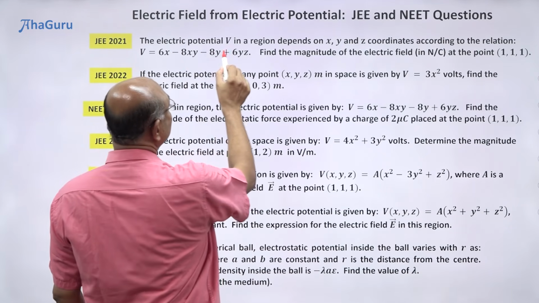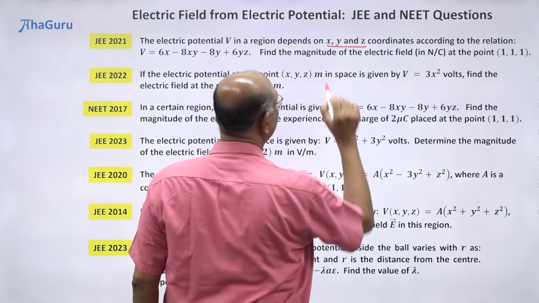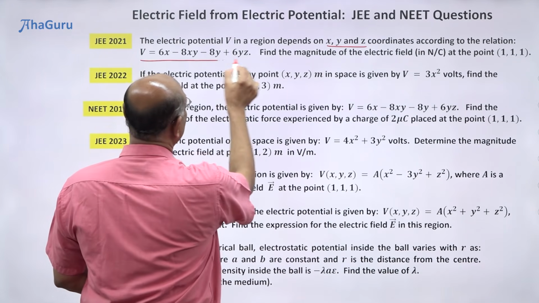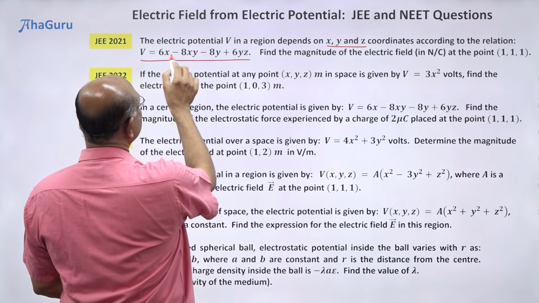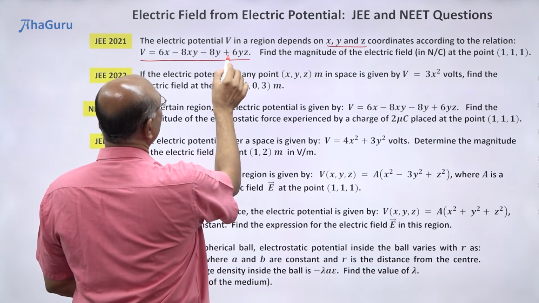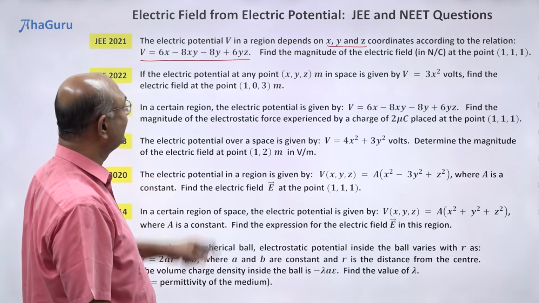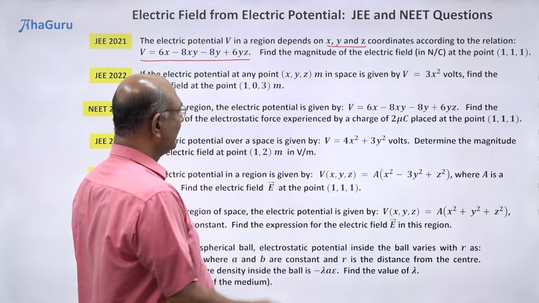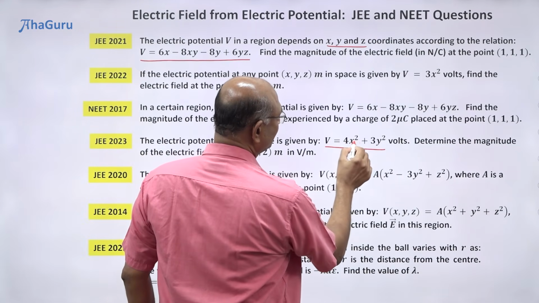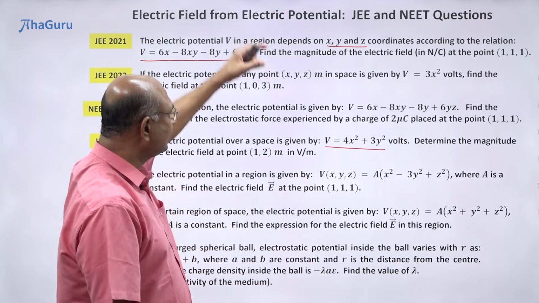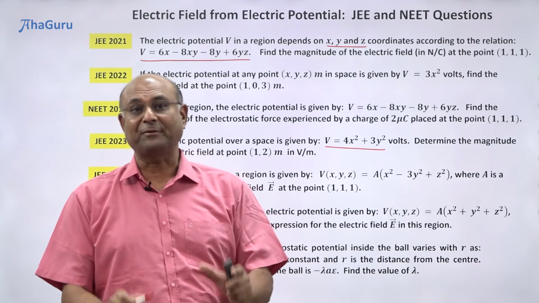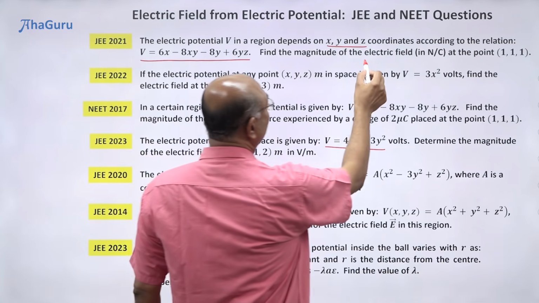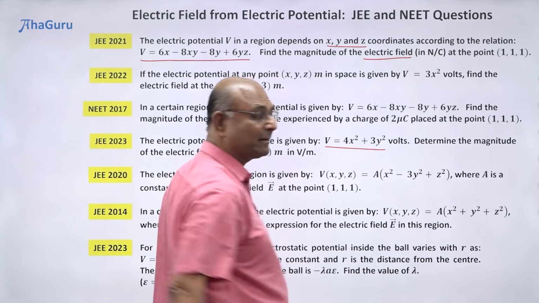The electric potential at this location, x, y, z, is given as a function of x, y, z. V equal to 6x minus 8xy minus 8y plus 6yz in this question. If you see here, it is just simply 3x square. If you see this one, it is 4x square plus 3y square. But you can see that they're giving you V, the potential, as a function of x, y, z. And then what are they asking? They're asking you to find the electric field at a given point.